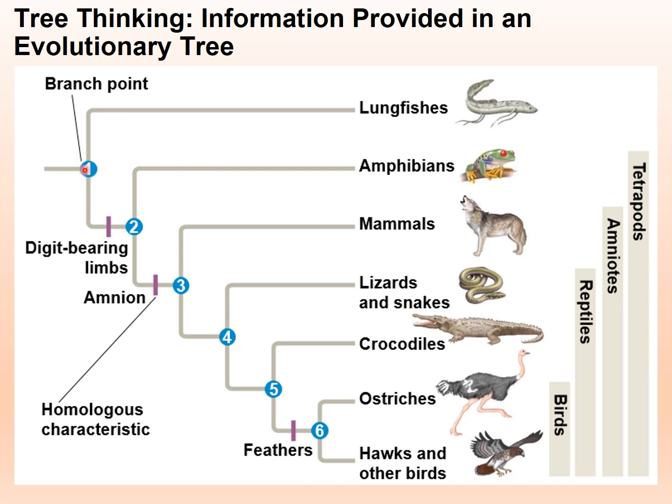This branch point represents a divergence between two different groups of organisms. For this particular tree, the two groups of organisms that diverged at this point were the lungfish and this whole group right here, which includes what evolved much later, and that includes amphibians all the way to birds.